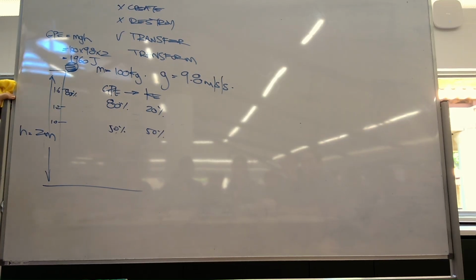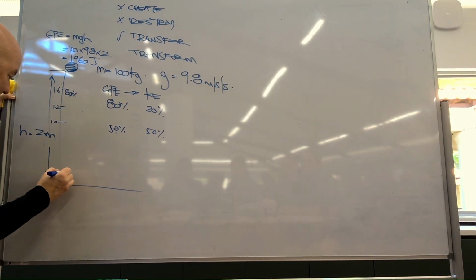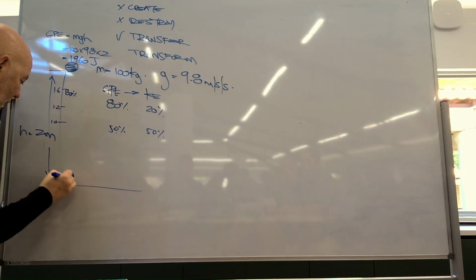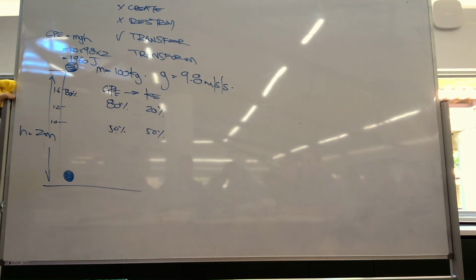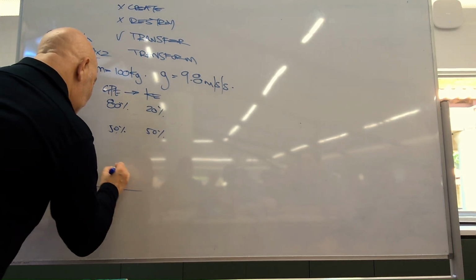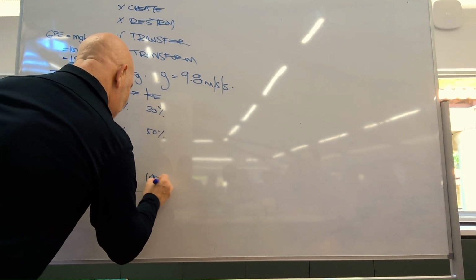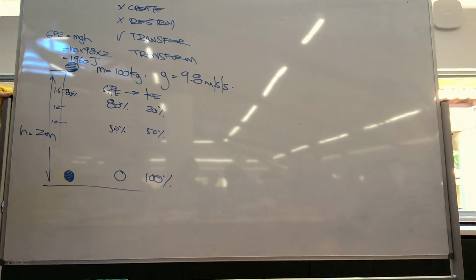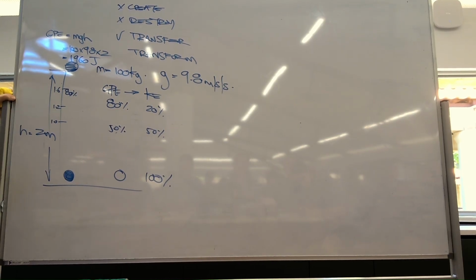And as it's just about to hit the ground, it can't fall further, so it's got 0% GPE, and 100% of the energy will have been converted to kinetic energy. Does that mean the ball's falling fastest when it's just about to hit the ground? Yes. That's very good.